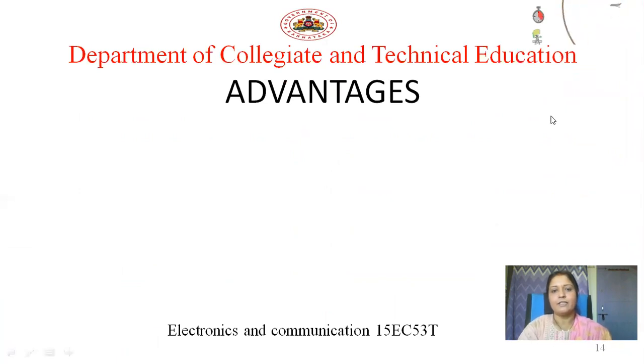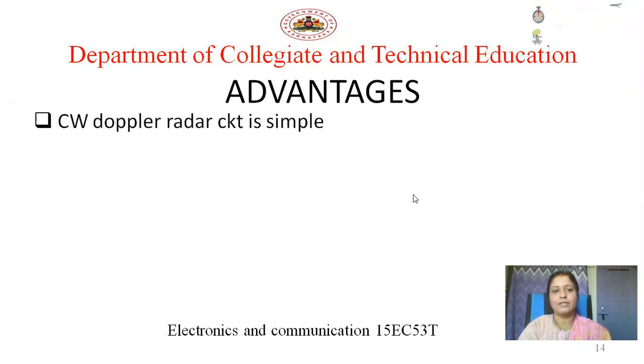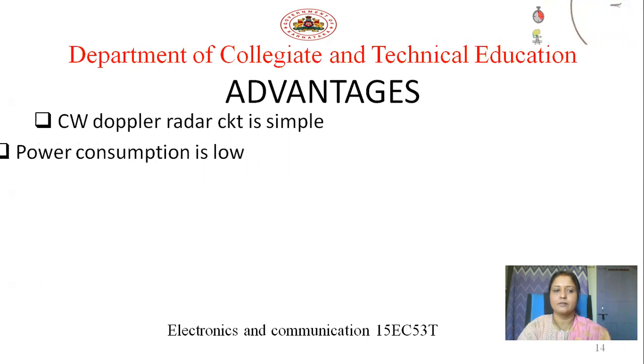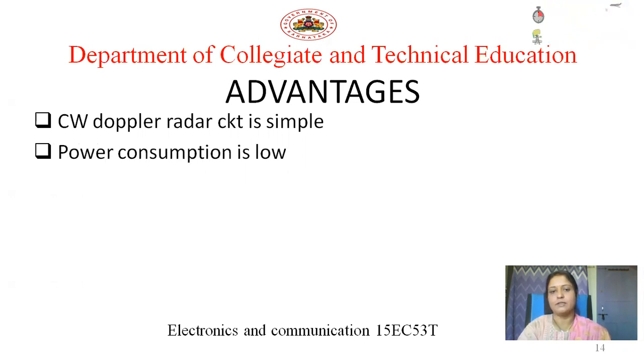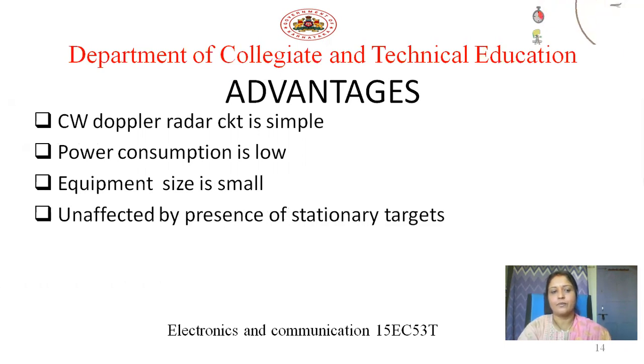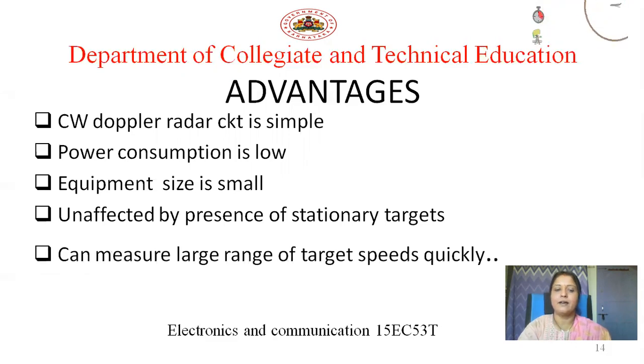Now advantages. What are the advantages of this continuous wave radar? First, the Doppler radar circuit is simple. Second, the power consumption is low, and the equipment size is small. It is unaffected by the presence of stationary targets; if some stationary targets are in between, that is unaffected. It can measure a large range of target speeds very quickly, giving the relative velocity.